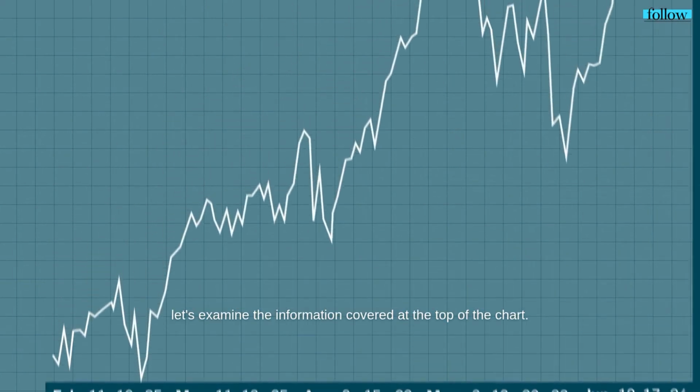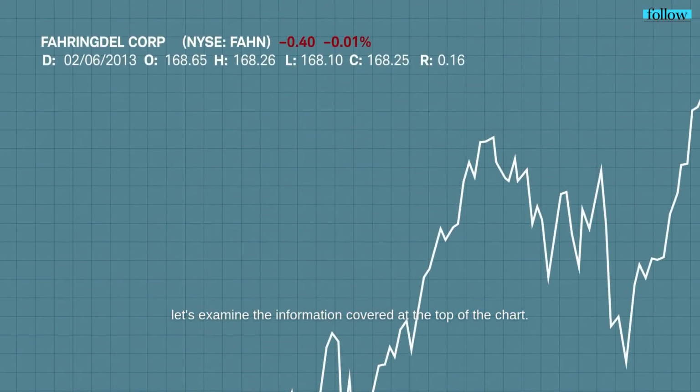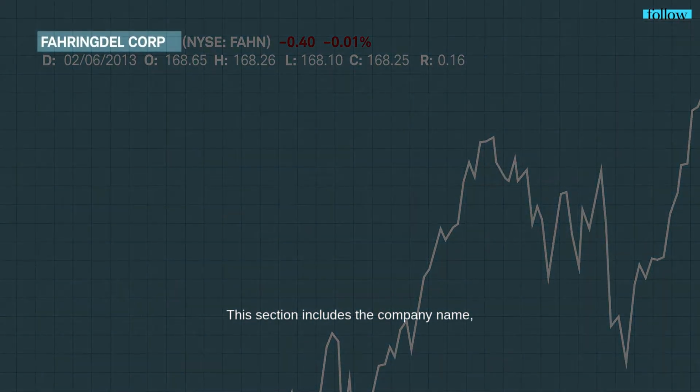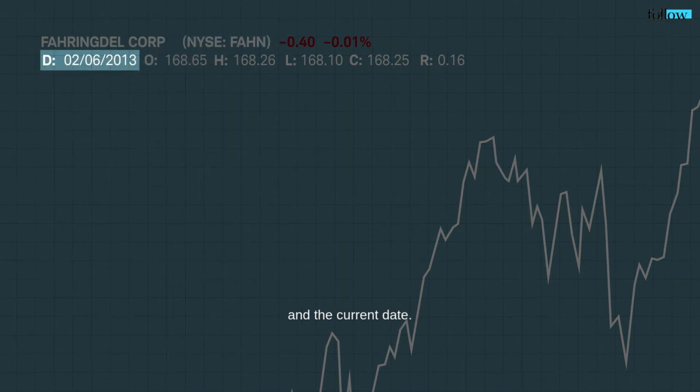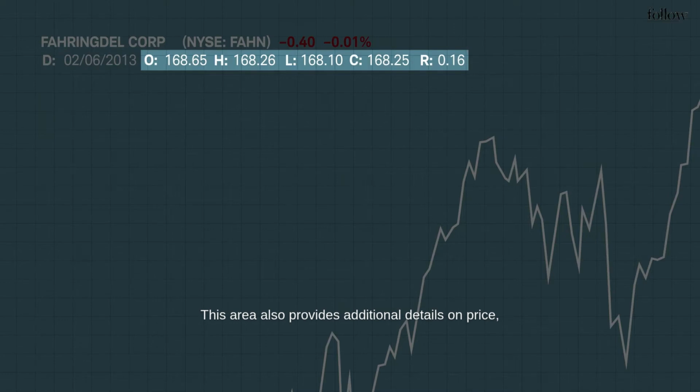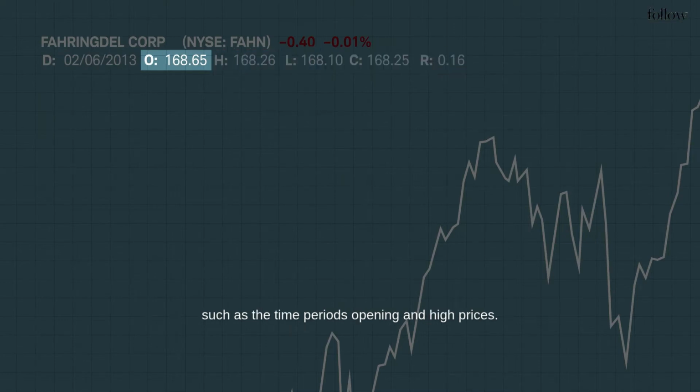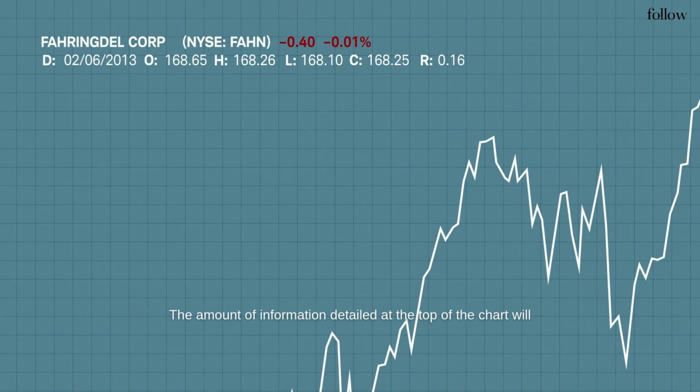Finally, let's examine the information covered at the top of the chart. This section includes the company name, the stock exchange on which the security is traded, and the current date. This area also provides additional details on price, such as the time period's opening and high prices. The amount of information detailed at the top of the chart will vary depending on the chart provider. Here's some information you might find on a daily chart.